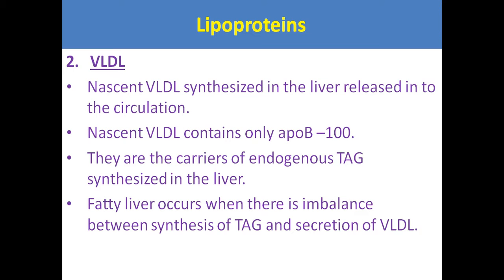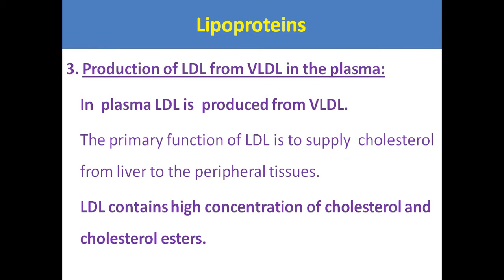Then VLDL. Nascent VLDL synthesized in the liver is released into the circulation, and this nascent VLDL contains only ApoB100 lipoprotein. They are the carriers of endogenous triacylglycerol synthesized in the liver. Fatty liver occurs when there is an imbalance between the synthesis of triacylglycerol and the secretion of VLDL. This imbalance can lead to a condition called fatty liver.